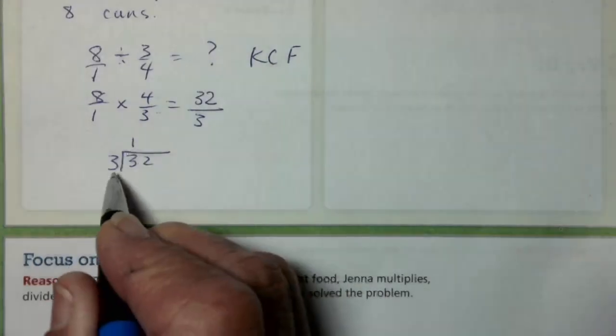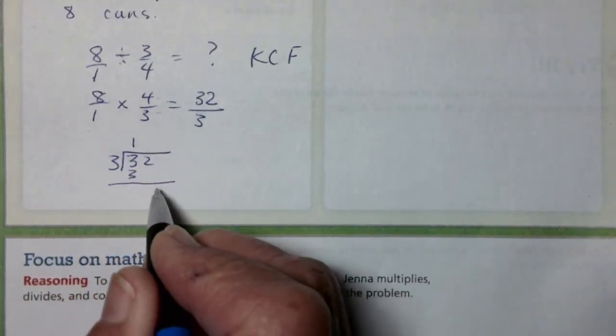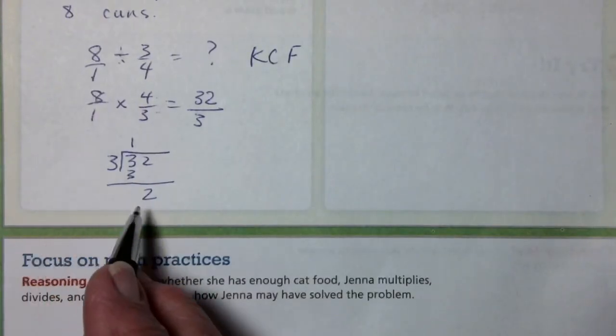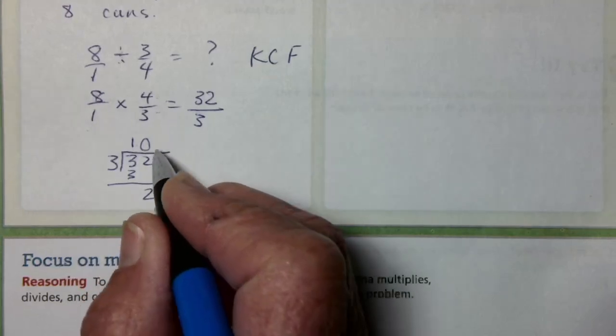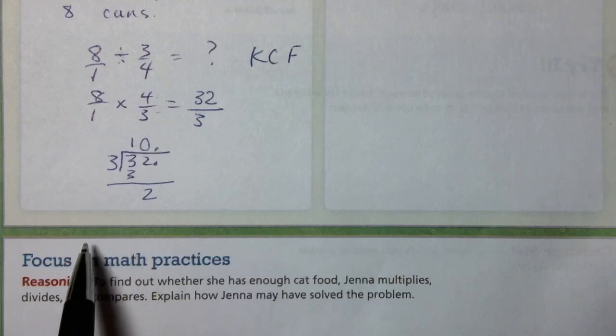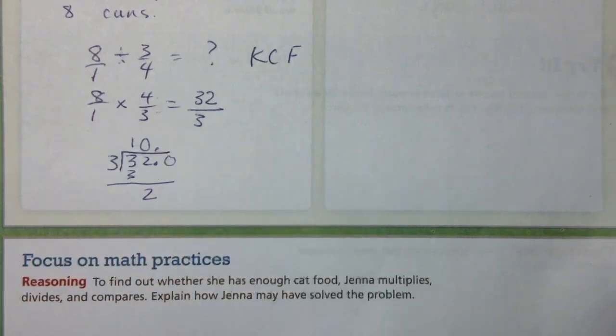Well, 3 goes into 3 one time, so 1 times 3 is 3. Draw a line, bring down a 2. Well, 3 won't go into 2, so I put a 0 there. And remember, there's always a decimal at the end of a number. Okay? So now I can annex a 0 and bring that down. And 3 times 8 is 20. Yes?